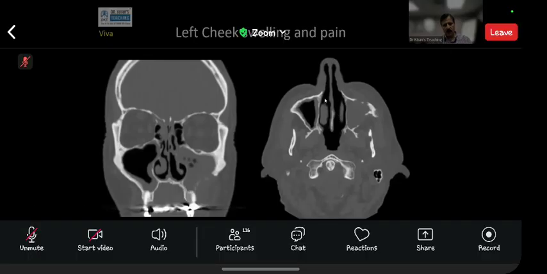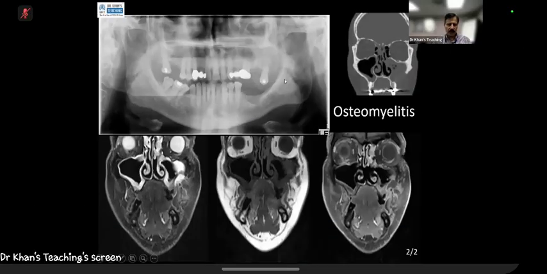Now, I have given you an OPG here. This OPG per se is an exam case, but we will tackle the OPG separately. First of all, I have given you post-contrast. So actually, this is osteomyelitis. Now, if you see post-contrast, we can see that there is an abscess formation here. And the bony anatomy is not very well seen. If you see, there is an abscess formation here.